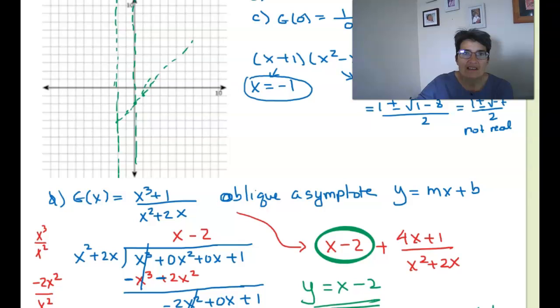So remember, these lines are not part of the function. It's like the function doesn't actually have any points on the y-axis, but we're not graphing the function now. We're graphing those asymptotes, which is not really the function. It's like the scaffolding, the structure around it. Alright, we have an x-intercept at -1.